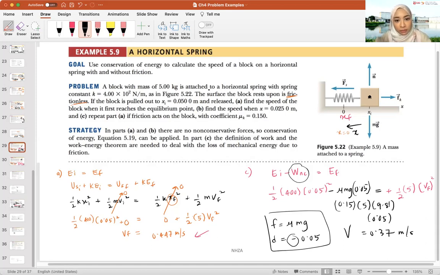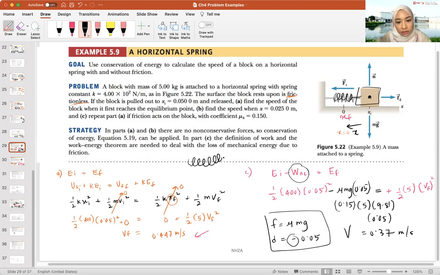A block with mass blah, blah, attached to a horizontal spring. So this is our block. It is attached to a horizontal spring with a spring constant of blah blah blah. The surface the block rests upon is frictionless, which means we have no WNC. If the block is pulled out to 0.05, it stretches. Okay, let me repeat.